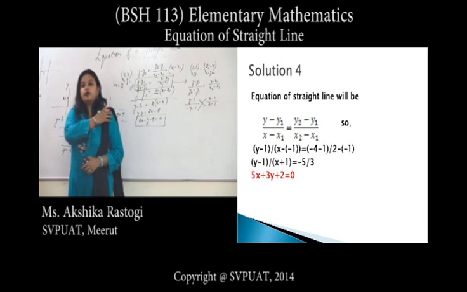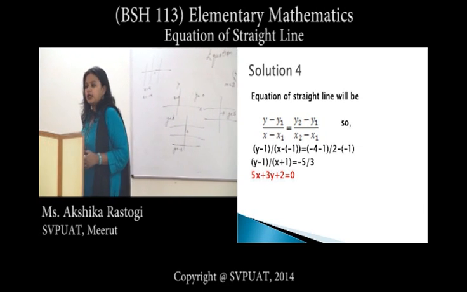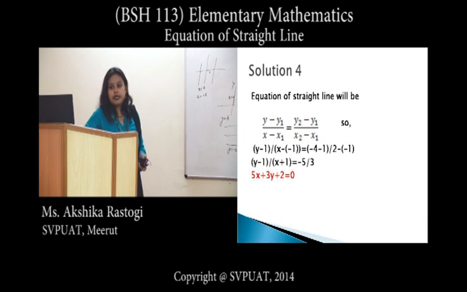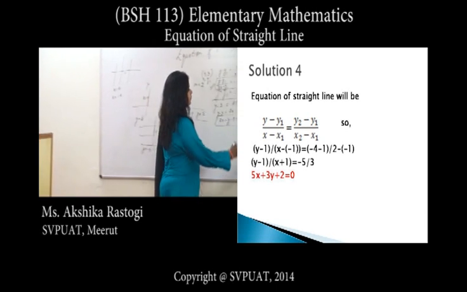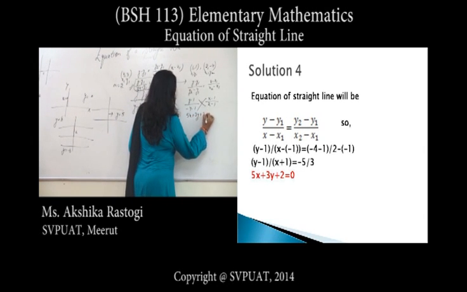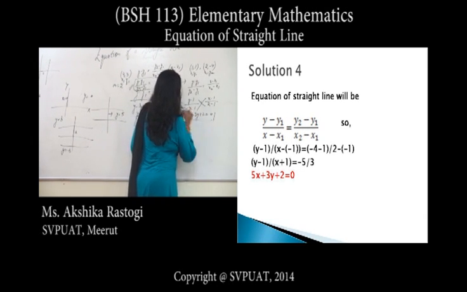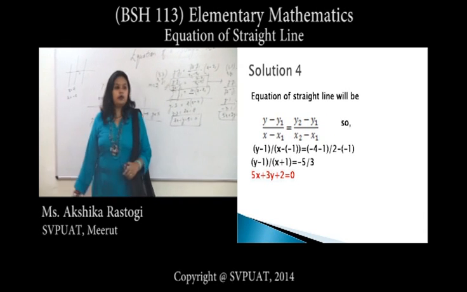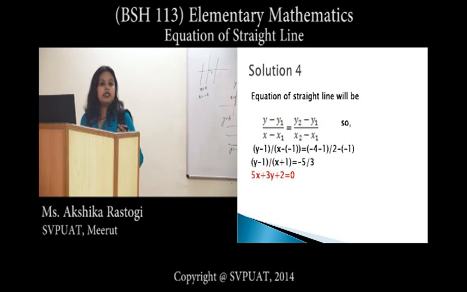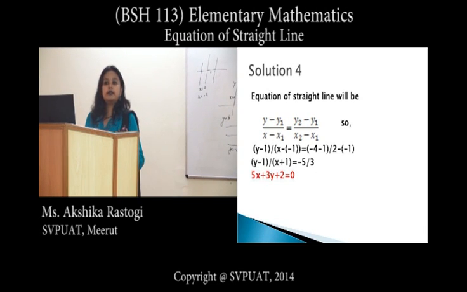The next step to simplify it is to go for the cross multiplication. It's very simple to calculate. Solving this, you get the equation 5x plus y minus 2 equals 0. So this is the required equation which is asked in the question. And as you can see, it's a linear relationship between x and y.